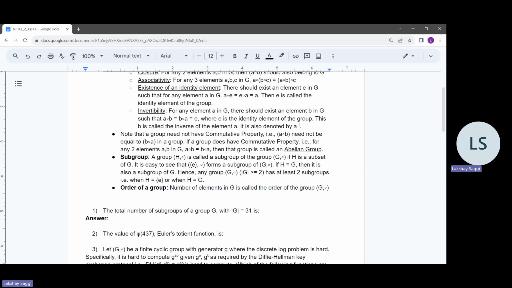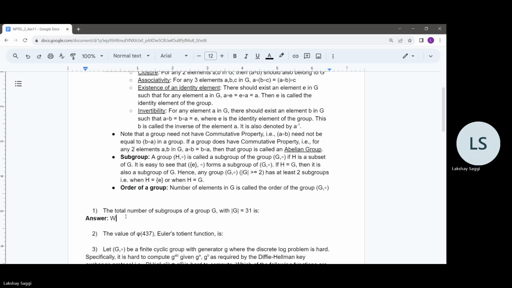So basically, the first question asks the total number of subgroups of a group G such that the order of that group is 31. If the number of elements in the group is 31, then what is the total number of subgroups? We don't know that for now. First of all, we know that since G is 31, it is greater than or equal to 2. So we know that it has at least two subgroups, which are the identity subgroup and the total group G itself.